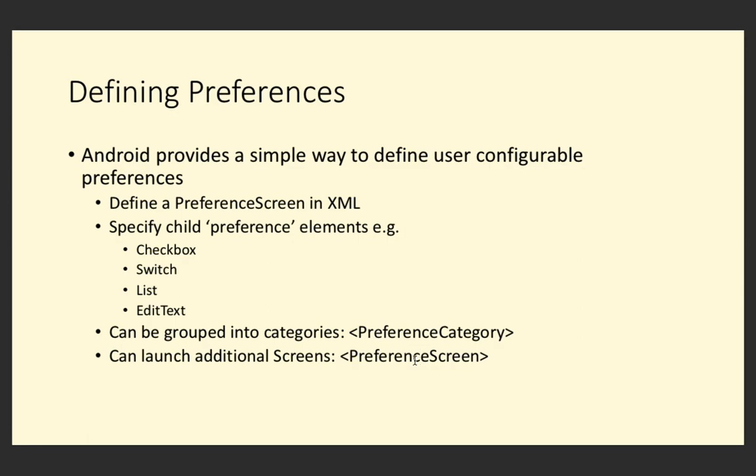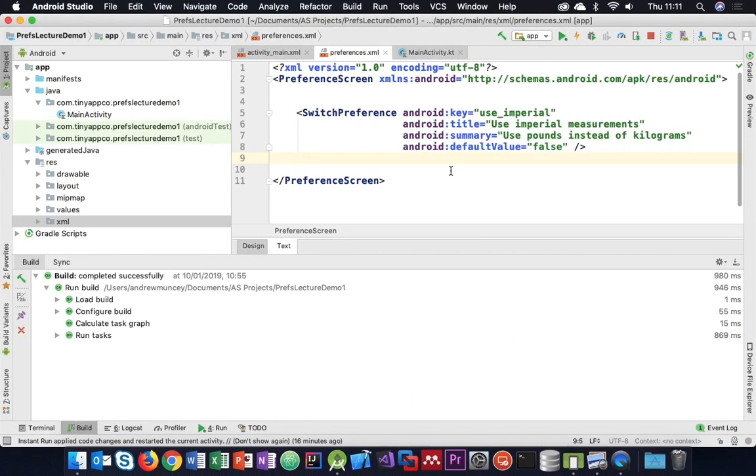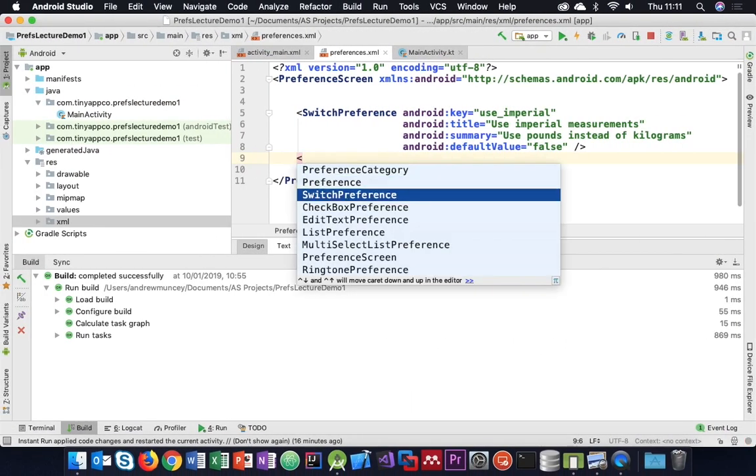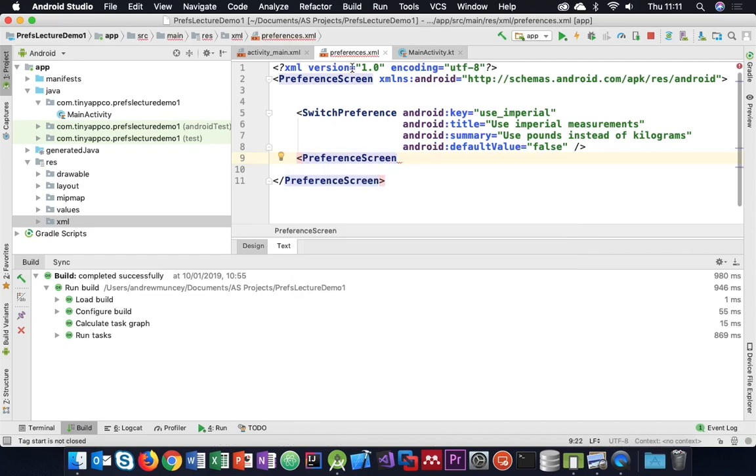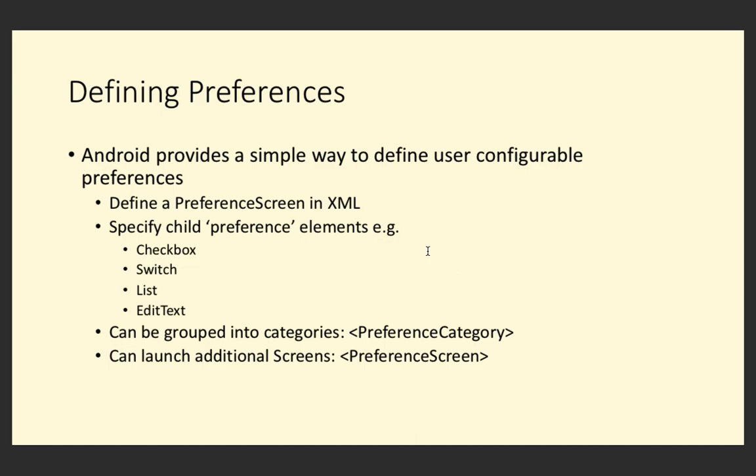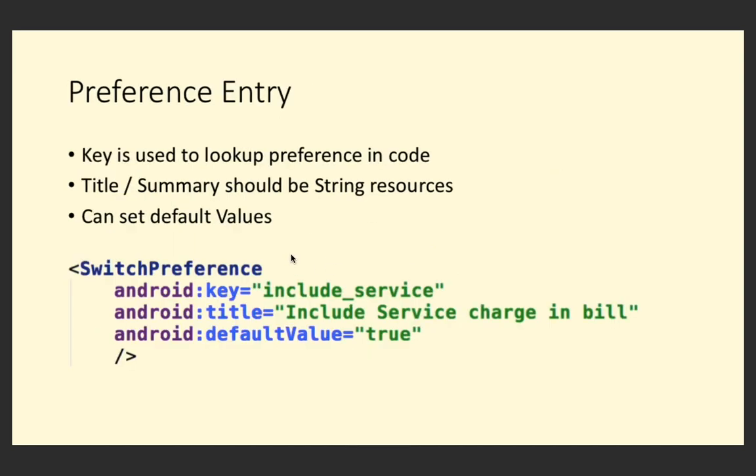As I say, we've got additional screens. If we wanted an additional screen, we just put in a preference screen, wherever it is, and then put more preferences inside that. So we can just nest them, and it will launch another screen from that one. Okay, we've done a preference entry.